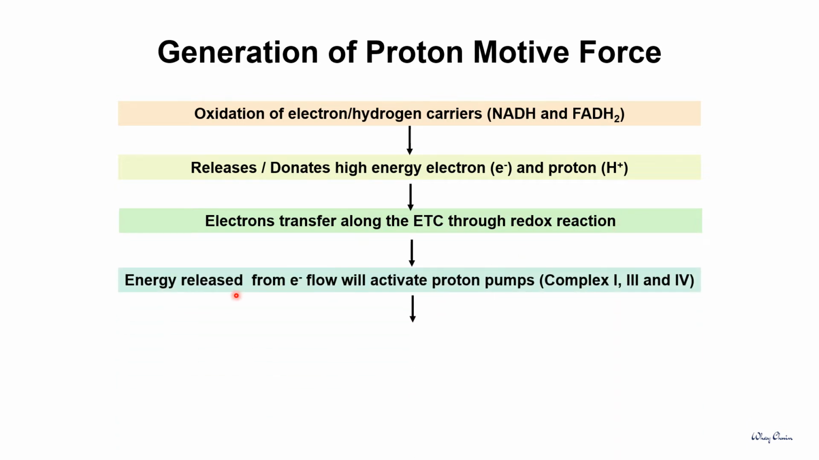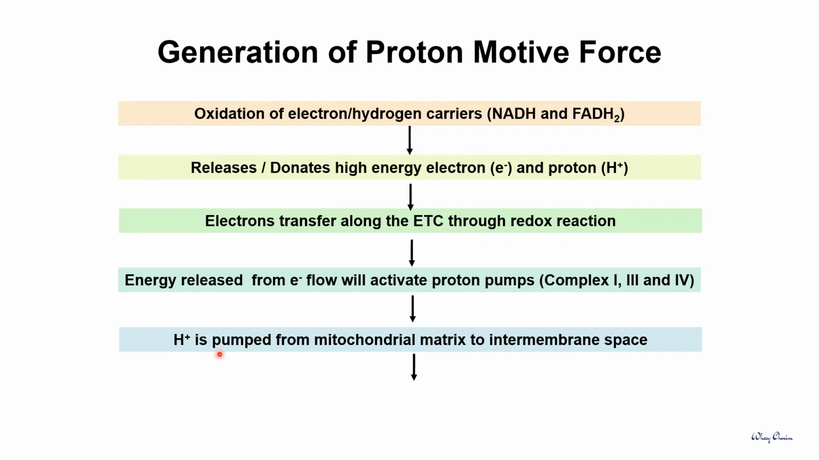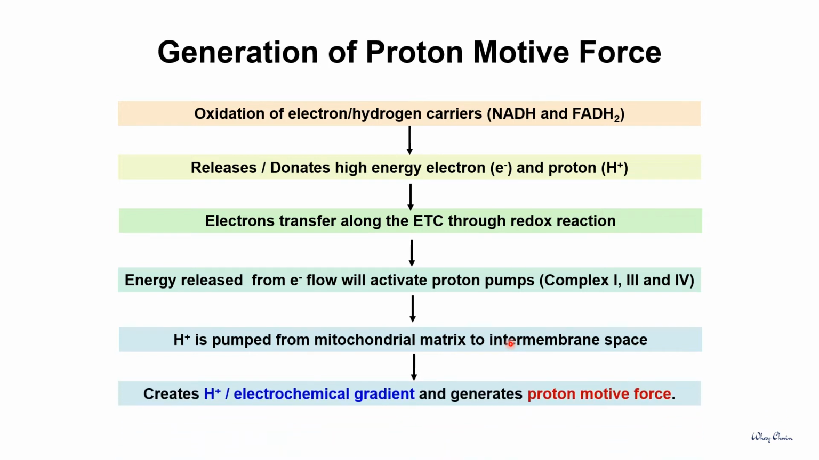The flow of electrons will release energy, and the energy will be used to activate the proton pumps, which are actually complex 1, 3, and 4. And the protons are pumped from the mitochondrial matrix to the intermembrane space. So the accumulation of protons in the intermembrane space will create a hydrogen ion or electrochemical gradient, which is able to generate proton motive force.